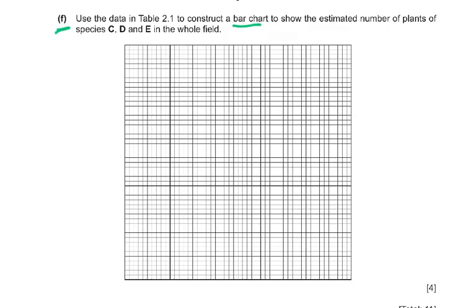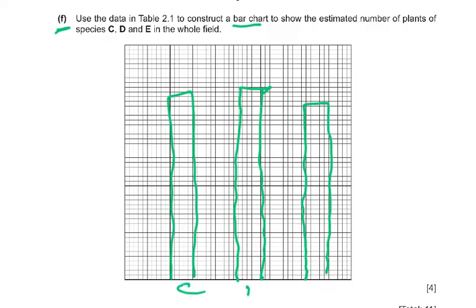Then coming to the F part of the question, use the data in table 2.1 to construct a bar chart. Please remember, a bar chart is not connected. A bar chart should not be connected, and there should be spaces. A histogram is one in which it is connected. So for the bar chart, you have to do it for C, D, and E. I'm just showing you, I haven't actually done it exactly.